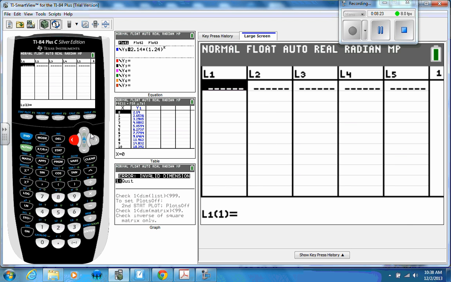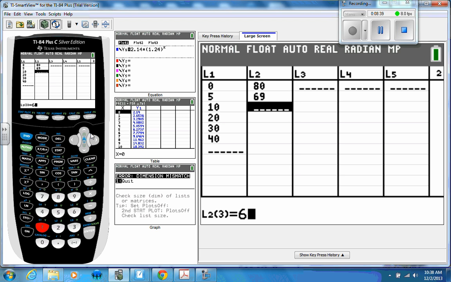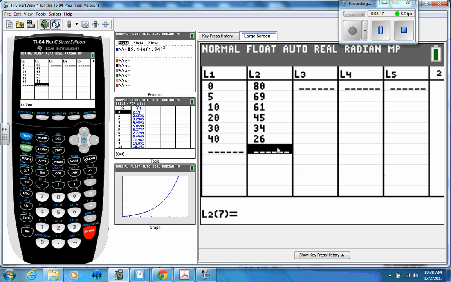Okay? So time is always going to be L1 because it's your independent. So let's just use the 0, the 5, the 10, 20, 30, and 40 of trial number 1. And then the temperatures were 80, 69, 61, 45, 34, and 26. So notice that obviously the water's cooling, right? So notice that you should get a curve that is an exponential decay because your values are decreasing. So you know your y value should be between 0 and 1 on your exponential regression equation, right?